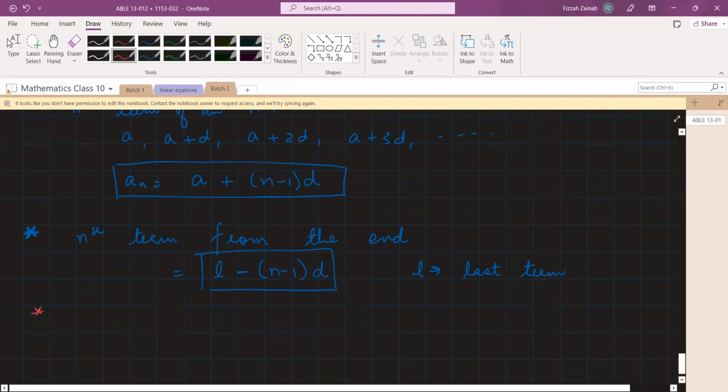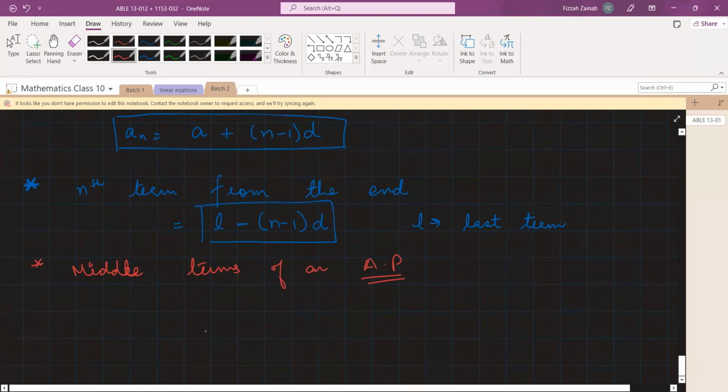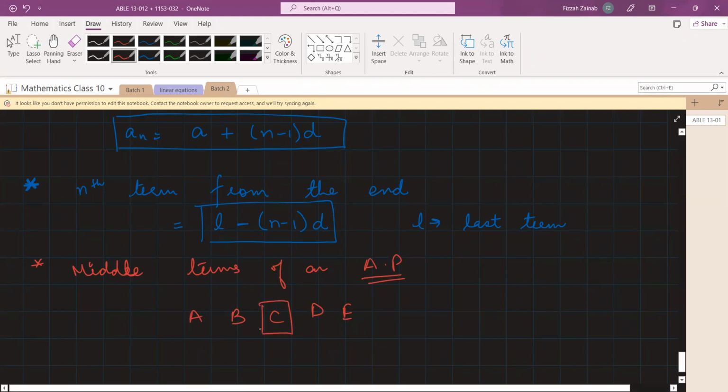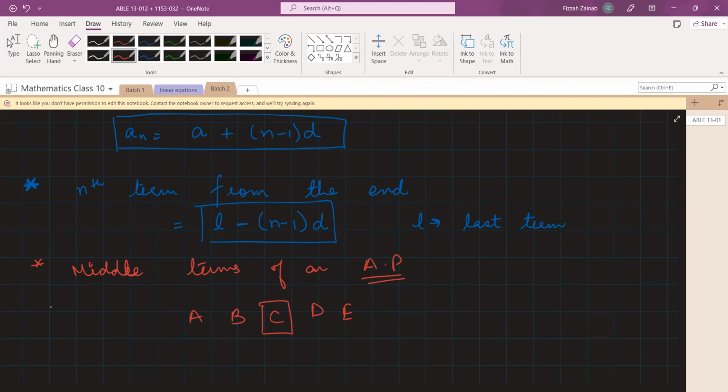So there's another thing which you can remember: middle terms of an AP. See, first of all, try to understand this. For example, I write A, B, C, D, E. Now, how many terms are there? 5. So which is the middle term? C. And how did I get this? 3. So n is 5 here, so 5 plus 1 divided by 2. I get 6 by 2, which is equal to 3.